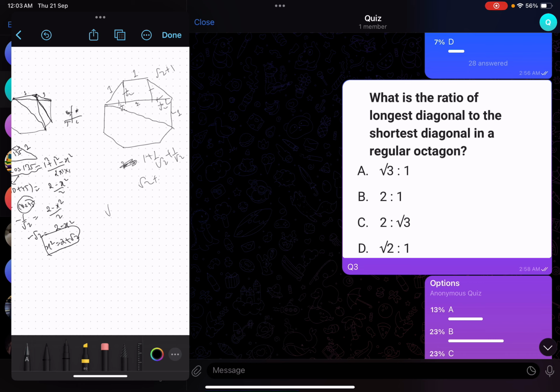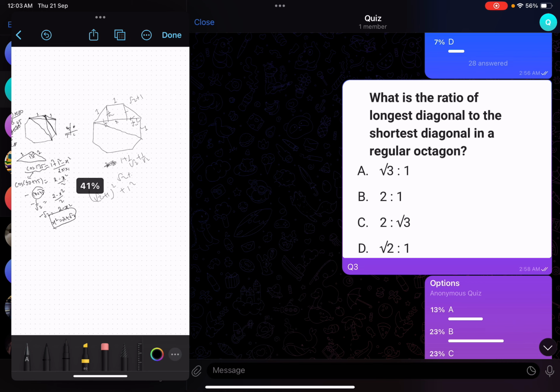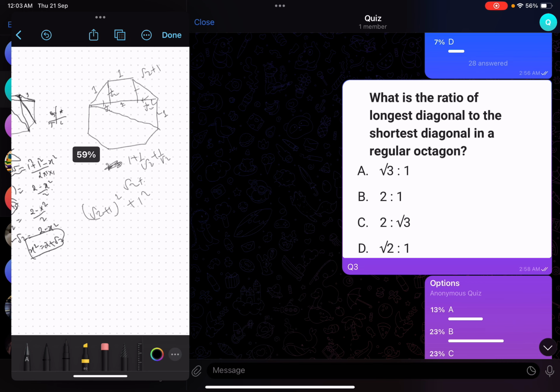Okay, so square and add root 2 plus 1 square and 1 square. This is a very lengthy question, you must leave this in an exam for round 1, but I'm telling you so that multiple concepts get clear using this. Okay, square this: 2 plus 1 plus 2 root 2 plus 1.